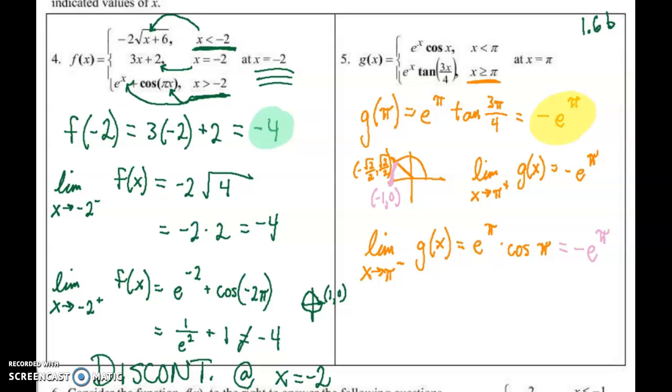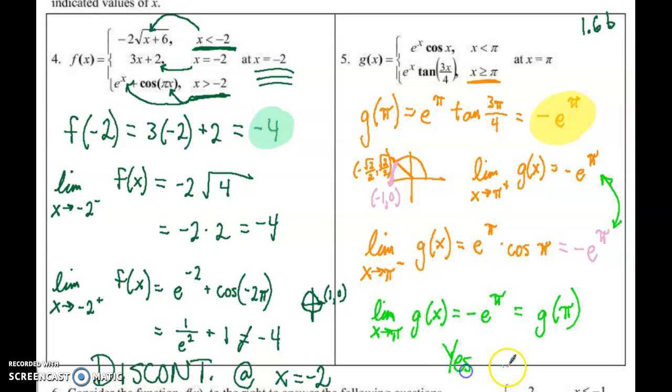So does the limit exist? Does the left side equal the right side? That answer is yes. The limit exists. The limit as x approaches pi of g of x is equal to negative e to the pi. We showed our work to explain it, which equals g of pi. So yes, this is continuous at x equals pi.